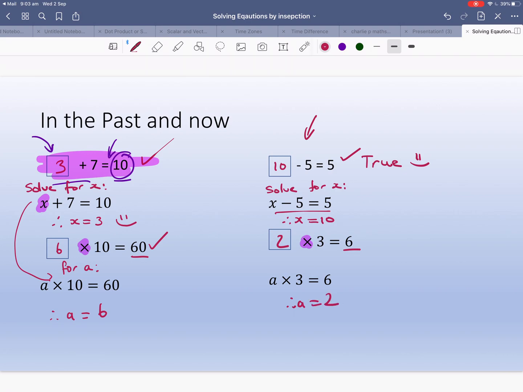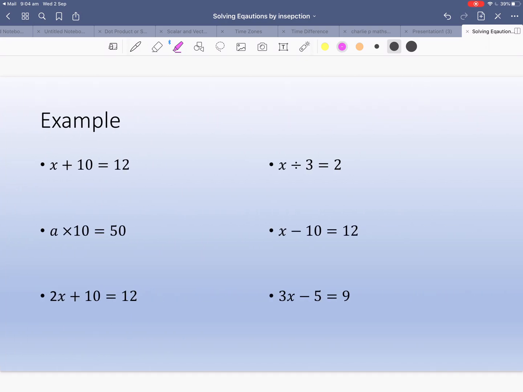So many times students ask me, what is X? What is A? Well, we don't know until we find out. In this case, X is 3. In this case, X is 10. In this case, X is 6. And in this case, A is 2. This one's A, by the way. I said X.